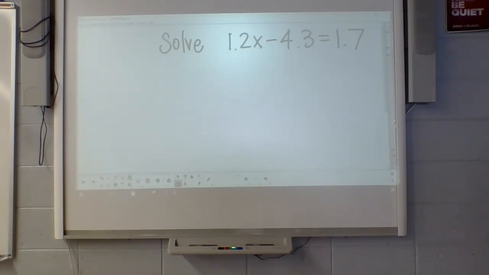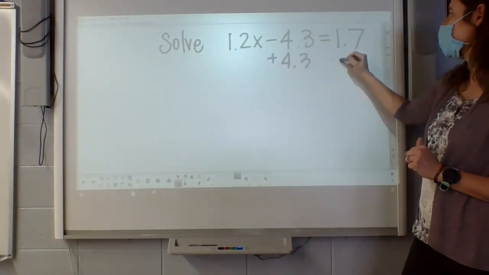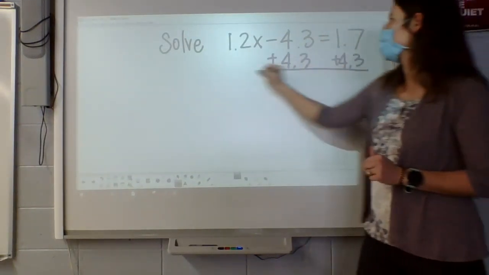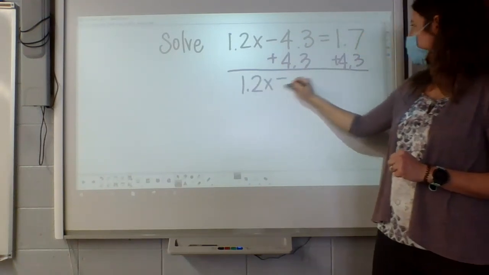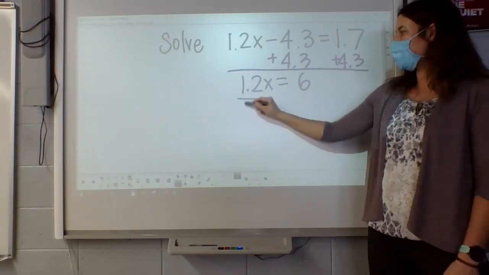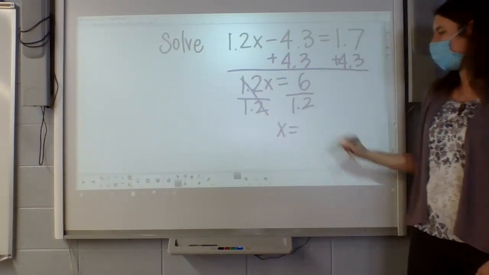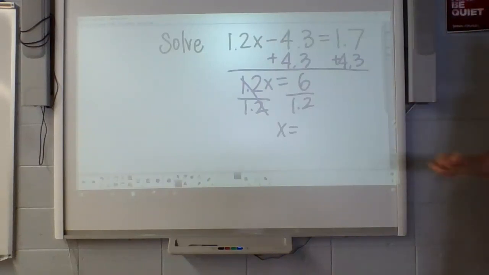There should be an X here, so that matters. So we want to add 4.3 to begin with. So I get 1.2x, and this is going to equal 6 over here when I add those two. So then when I divide by 1.2, probably not something you want to divide by hand, that ends up being 5.